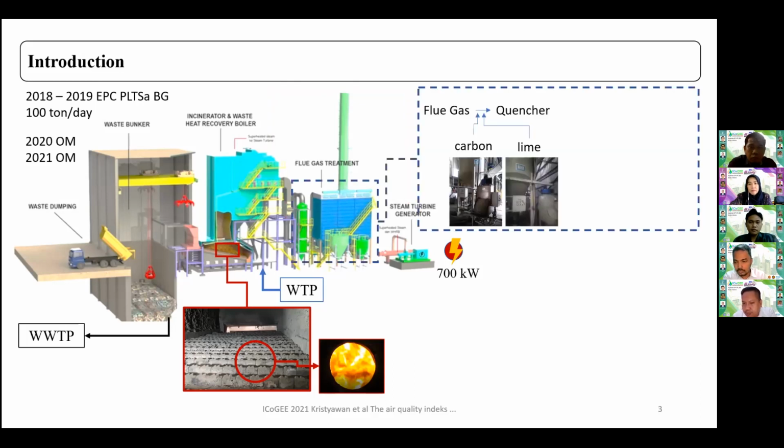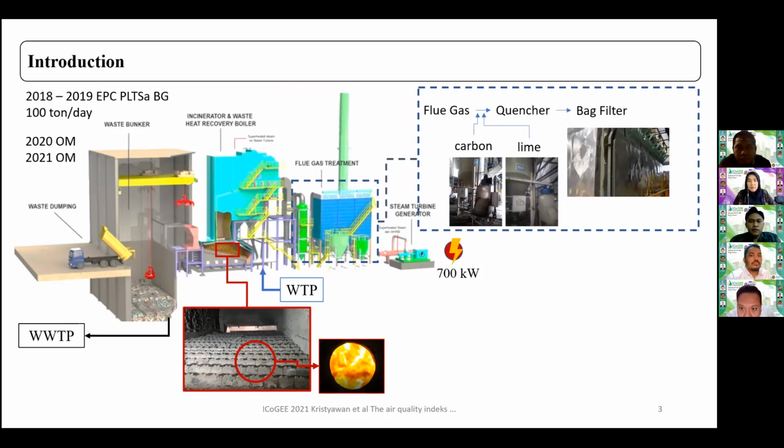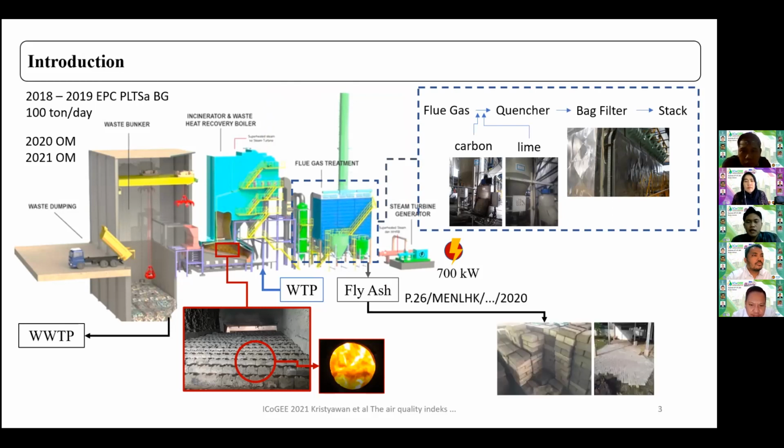The harmful gases like dioxin, furan, and also the oxide gases and odor gases. And after that, we filter it by using our bag filter system before releasing to the stack. And as the result of air pollution control, we generate some fly ash, and based on the regulation, we already managed to use the fly ash as paving block, and it is utilized inside the TPST Bantar Gebang or some area around the TPST Bantar Gebang.